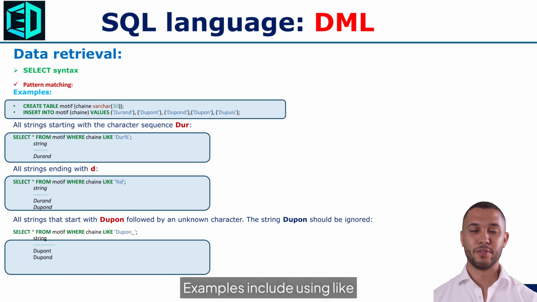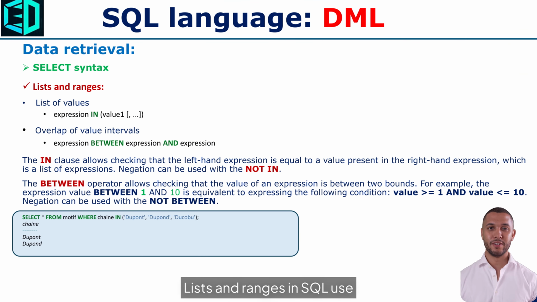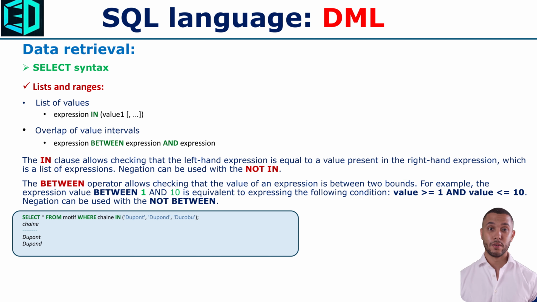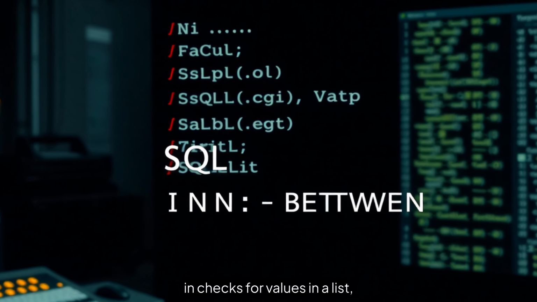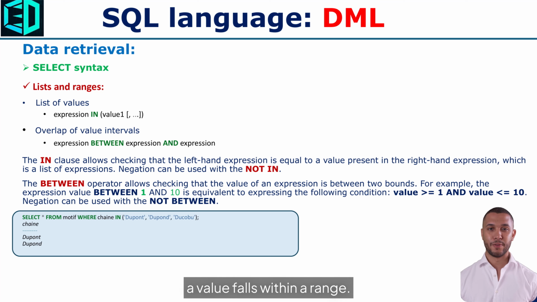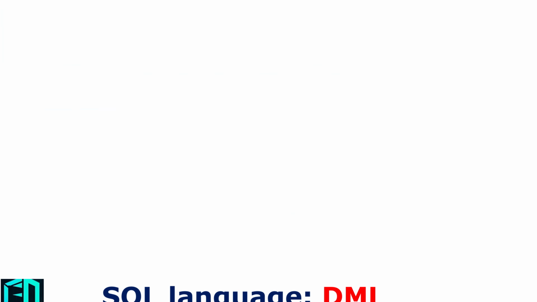Pattern matching examples include using like for strings starting or ending with specific characters. This technique is essential for targeted data searches in SQL. Lists and ranges in SQL use in and between operators. In checks for values in a list, while between verifies if a value falls within a range. These are crucial for efficient data filtering.